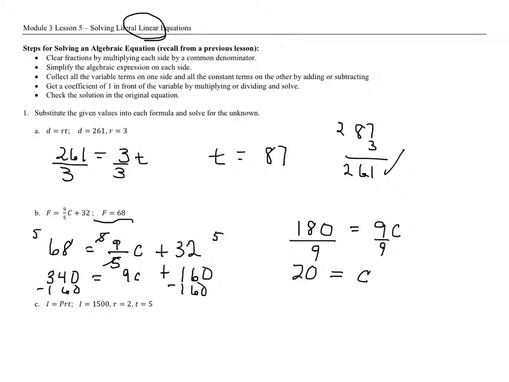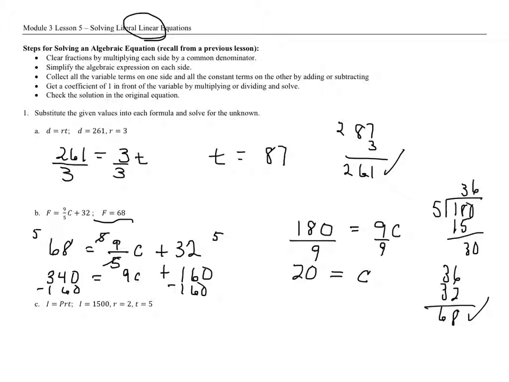And now we can check our work. If we do 180 divided by 5 and add 32, we can check to make sure it's equal to 68. So 180 divided by 5, in case we don't know, is 36, and 36 plus 32 is 68. Check. We always want to make sure we're right.